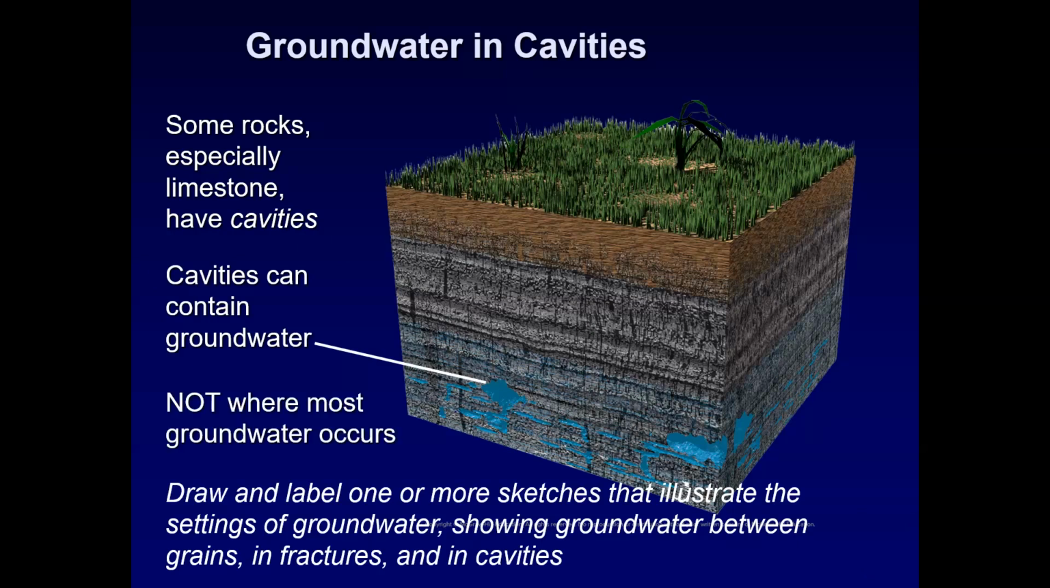But groundwater in caves is not the main way groundwater occurs in most regions. It's just something to note. If you wanted to, you could draw and label one or more sketches that illustrate the settings of groundwater, showing how groundwater can exist between grains, in fractures, and in cavities.